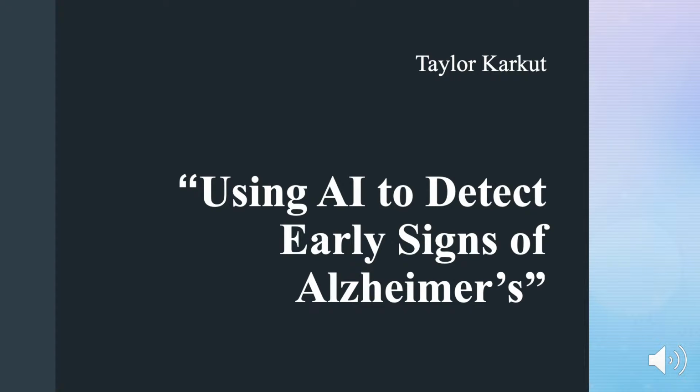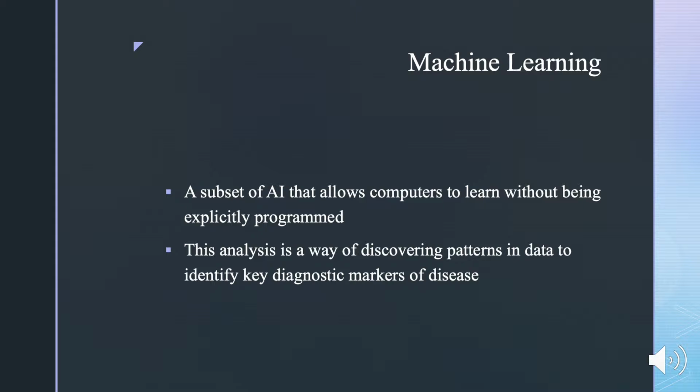The article, using artificial intelligence to detect early signs of Alzheimer's, did an appreciable job relaying the fairly complicated information regarding machine learning as a means of detecting predictive features of Alzheimer's disease. The article not only explained what machine learning is, but also explained how it can be utilized in neuroscience. Machine learning is a subset of artificial intelligence that allows computers to learn without being explicitly programmed. This analysis is a way of discovering patterns in data to identify key diagnostic markers.